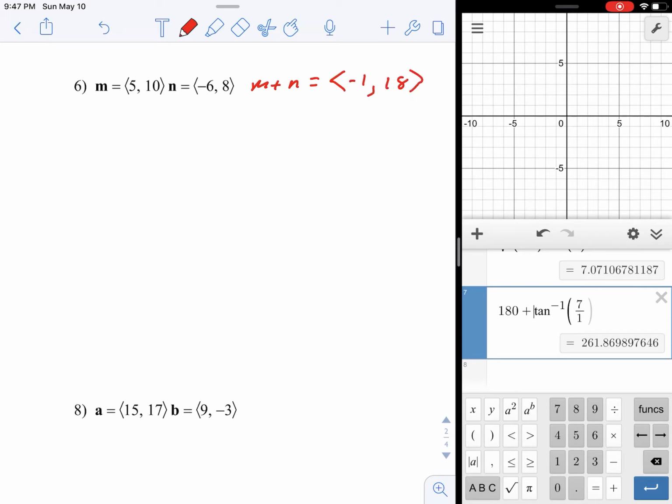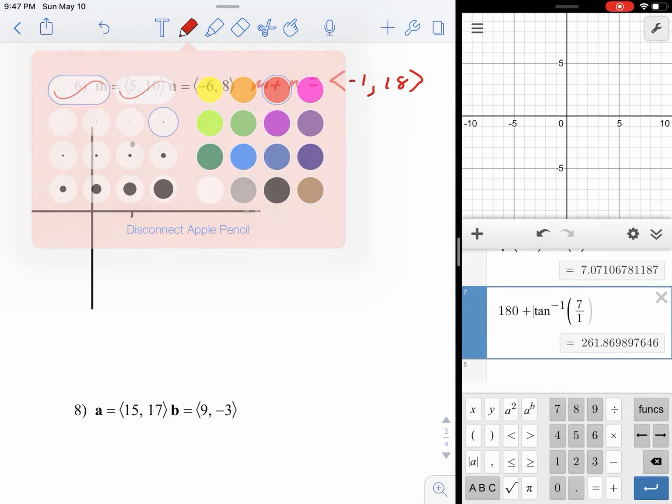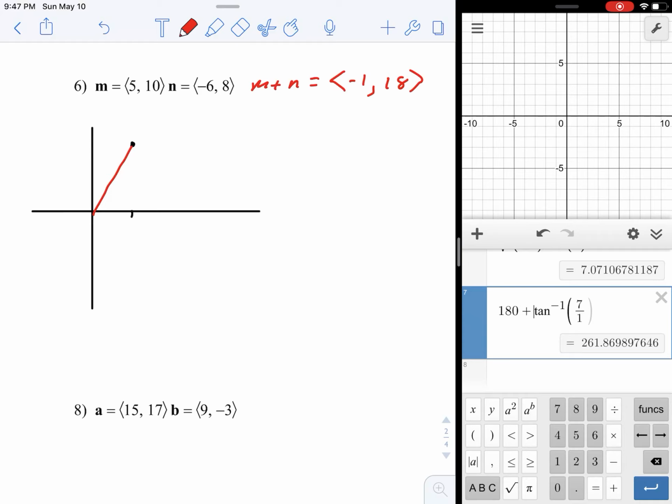So I need an xy axis here. So I need to go over 5, up 10. So I'm just making a random, semi to scale drawing. I try to go up twice as high as I went over, 5 and 10, you know. Then from there I need to go down 6, so right around here, and then over 8, so maybe this far, which takes me to there.